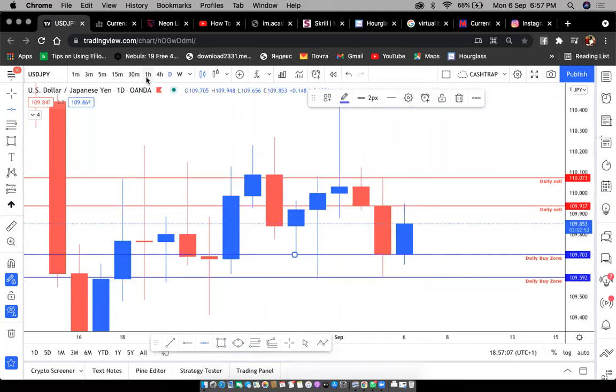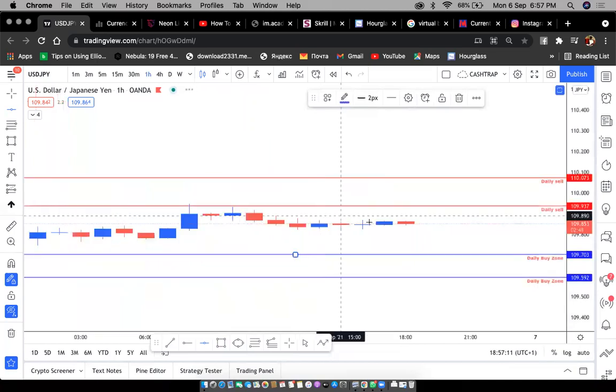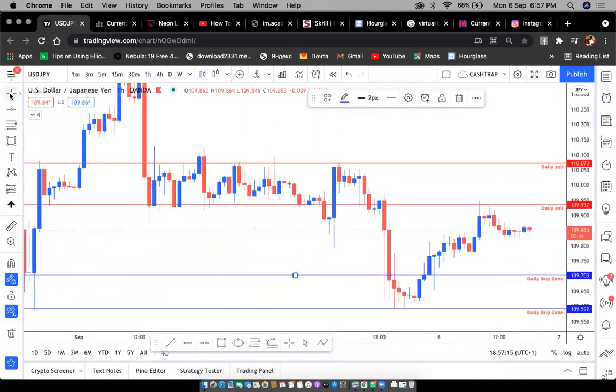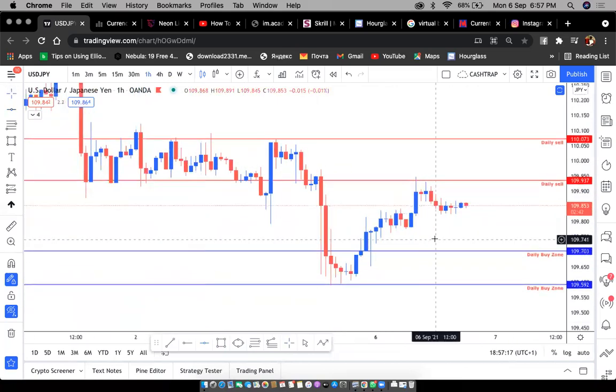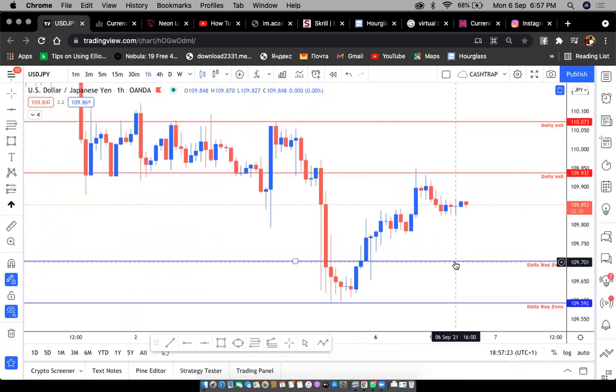Now I want to go straight into the next thing I will do. After doing this, I'm going to come over to the 1 hour time frame. When I come to the 1 hour time frame, I'll repeat what I did on the daily. But this time around, I'm going to go into a little bit more detail, looking for price action. Price action is simply using what has happened in the past to predict what will happen in the future.